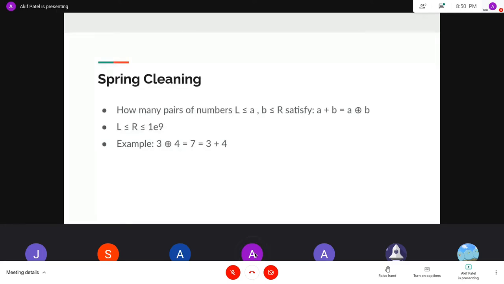You have one hint, which is that we can do DP not on base 10 here, but on base 2 instead. Right? Digit DP doesn't have to be on decimal bases.